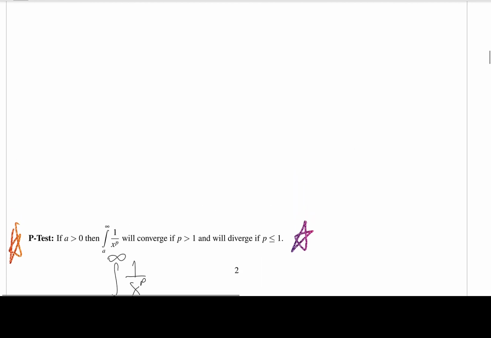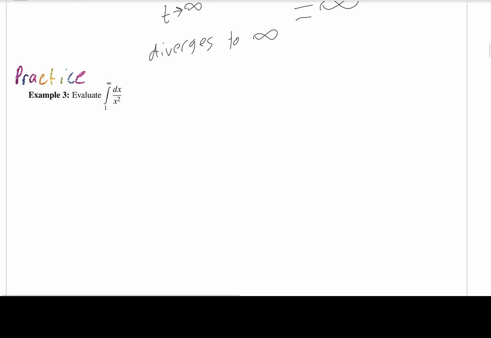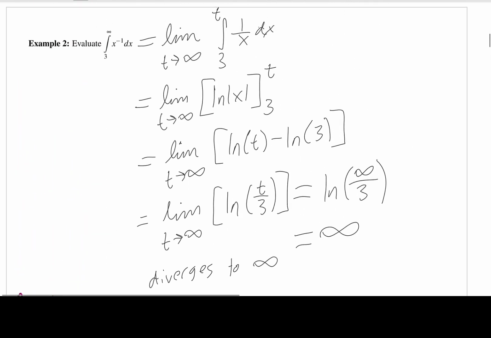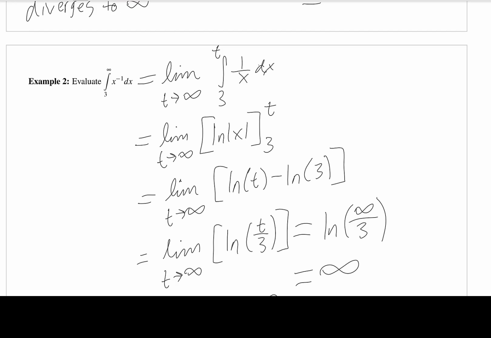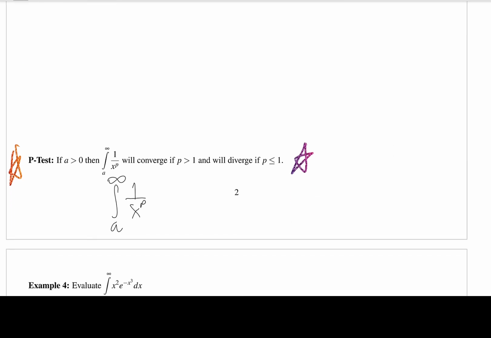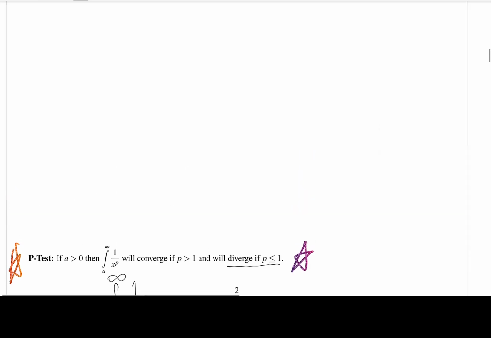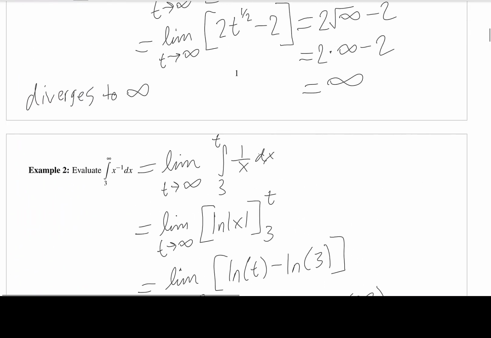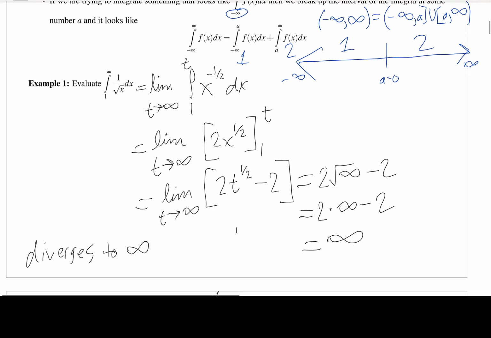So let's go back and look at these cases. This is 1 over x squared. Our a is bigger than 0, so we can use the p-test. By the p-test, we automatically know this converges without doing any work at all. Similarly here, I had 1 over x to the 1. Now let's scroll back down and look at our p-test. 1 is less than or equal to 1, so we use this rule saying that it will diverge, which is exactly what we got.